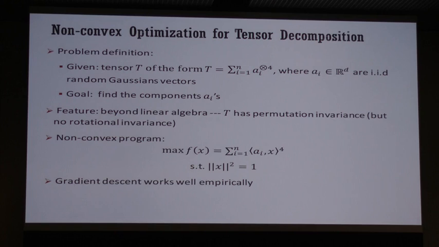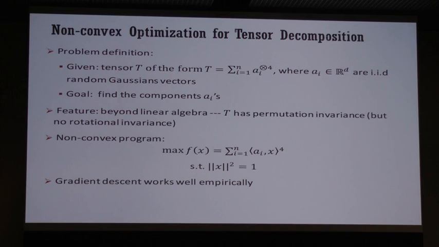The reason we are interested in random Gaussian vectors is that even in this case, we don't know how to understand the optimization landscape, so we start with this case. We also focus on the case where it's overcomplete, meaning the number of components n is larger than the dimension d.